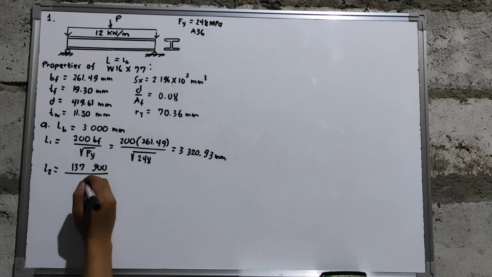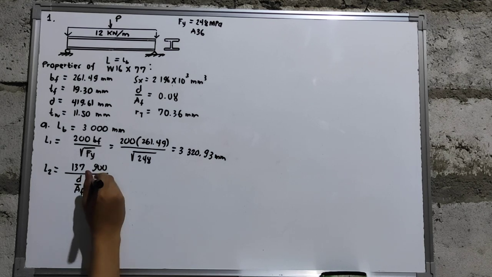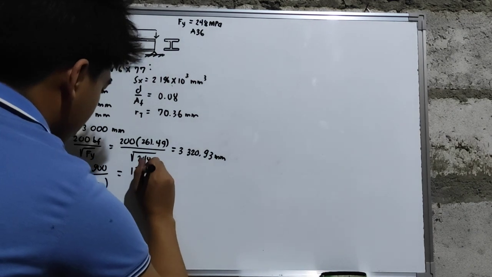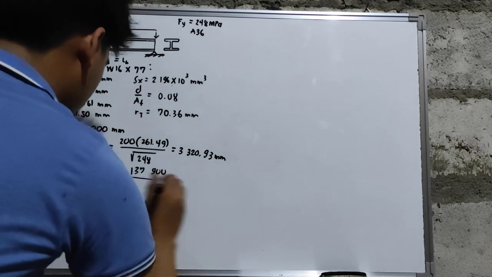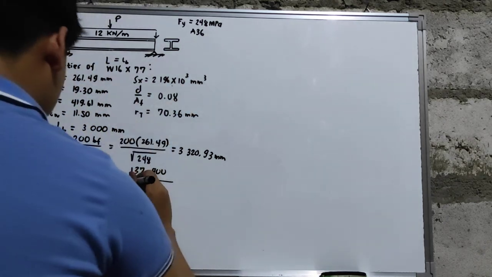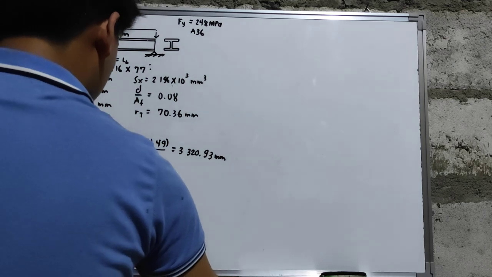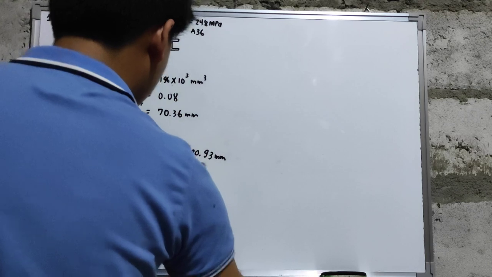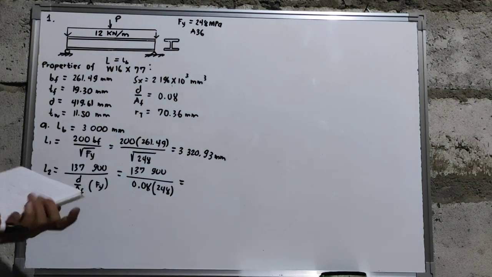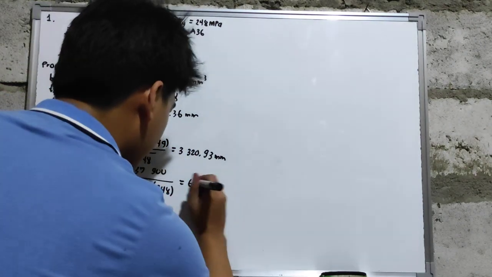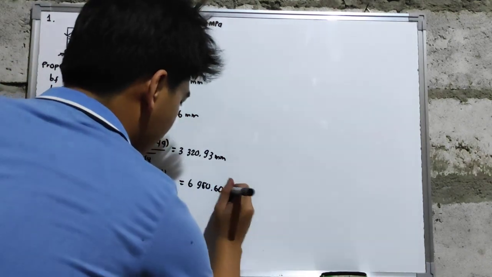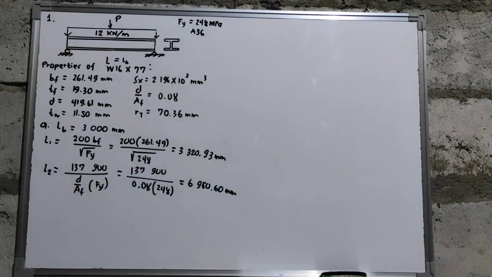Next, we get the value of our L sub 2, which is equal to 137,900 all over D over AF multiplied by Fy. So D over AF is equal to 0.08. The value of our Fy is equal to 248. So the value of our L sub 2 is equal to 6,950.60 mm.